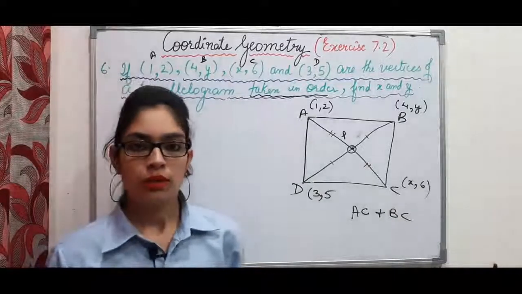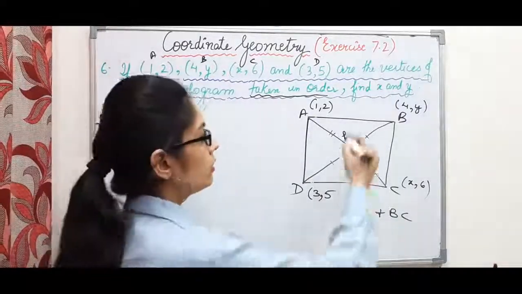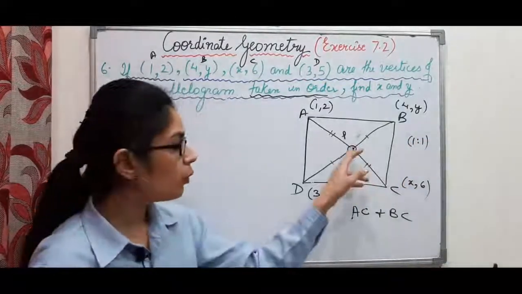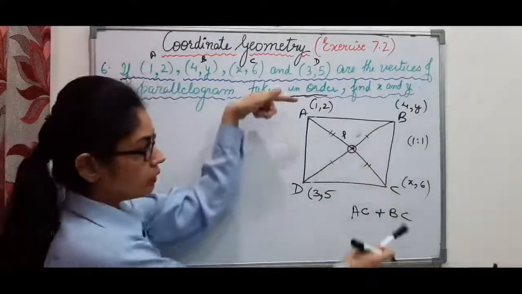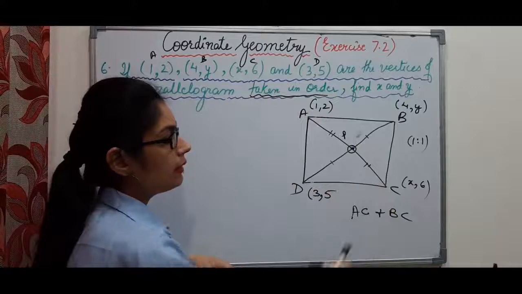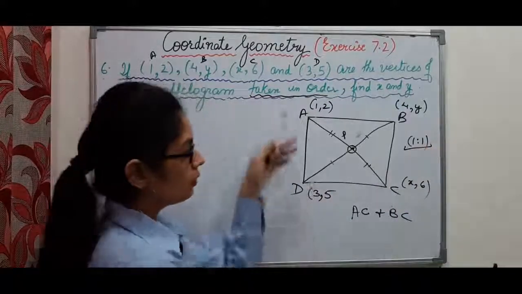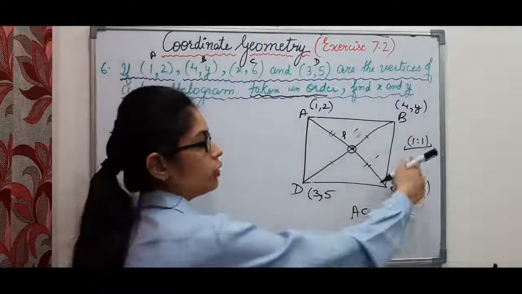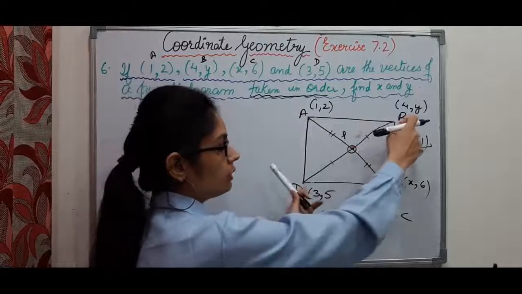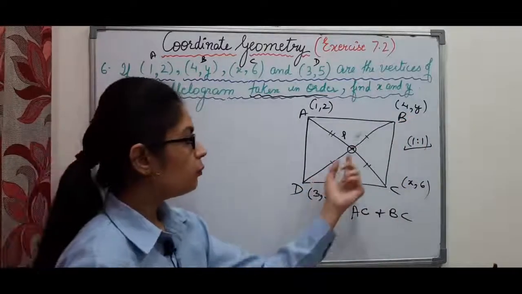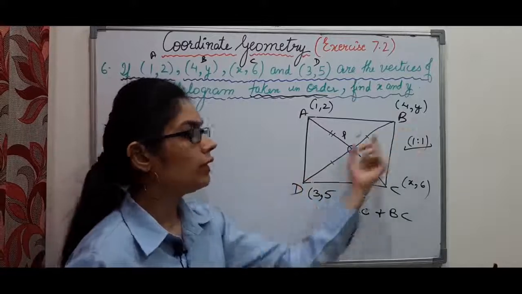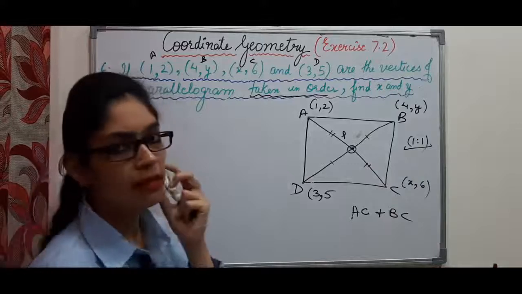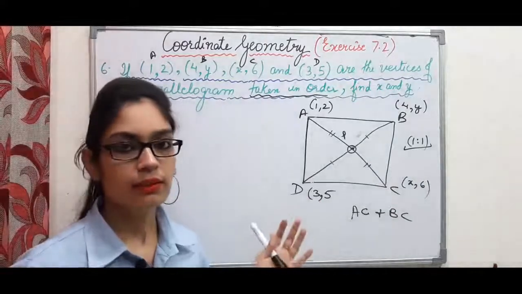So we will use the section formula, in which the ratio is 1:1. I have already explained, whenever this point is the midpoint of this line, then this point divides this complete line into the ratio of 1:1, because this complete line has two parts, one part is this and one part is this. So the ratio will be 1:1. Same goes with this line also, and this point P divides BD into the ratio of 1:1. I have already explained this in the previous video when we started this exercise.